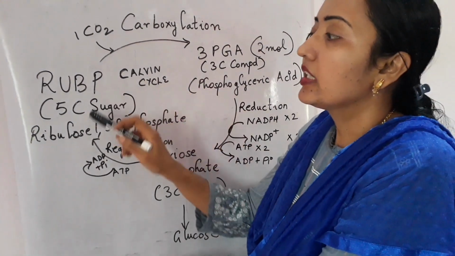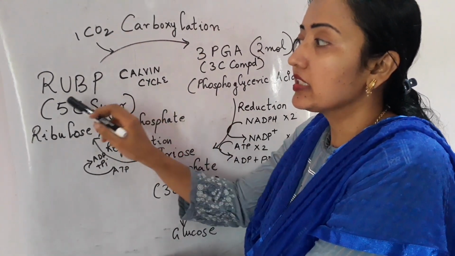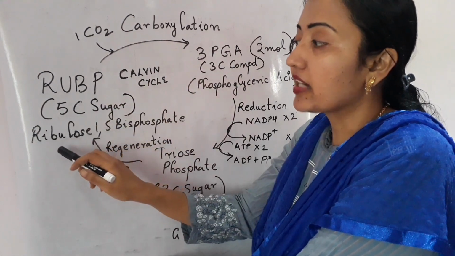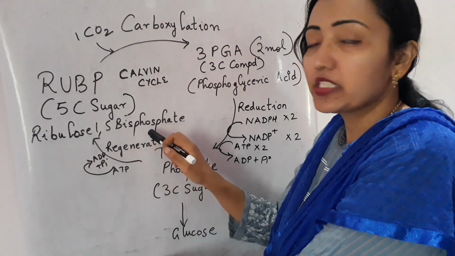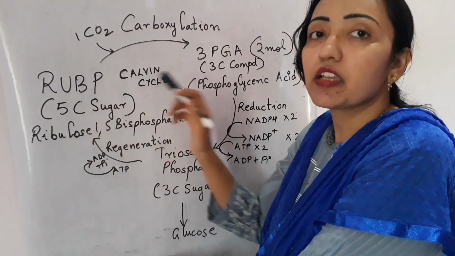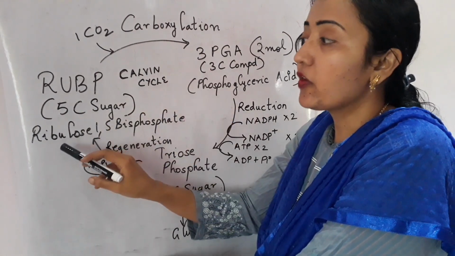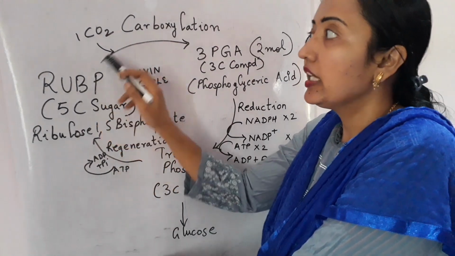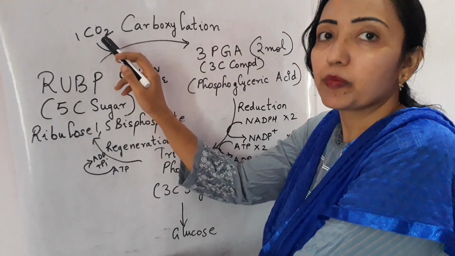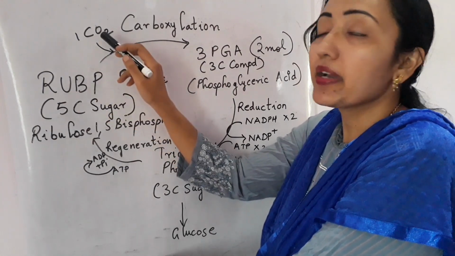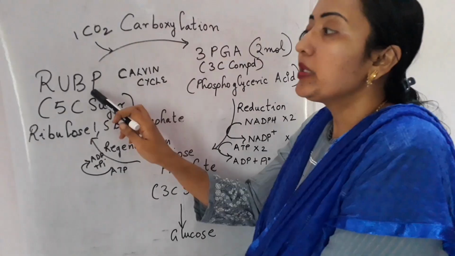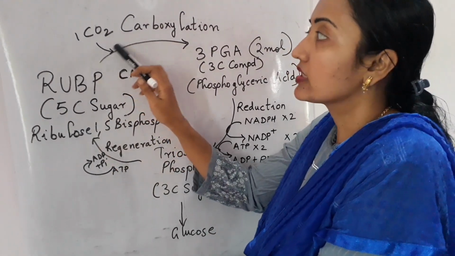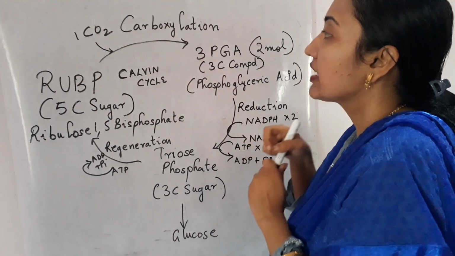Now, there is a 5-carbon sugar present, RuBP. The full form is ribulose 1,5-bisphosphate. It accepts 1 molecule of carbon dioxide. RuBP combines with 1 molecule of carbon dioxide and it produces 3 PGA.